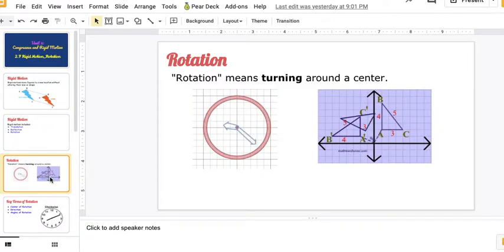So let's check several examples about rotation. Rotation simply means turning around a center. As you can see, the left side is like a clock with a little center here, and like this picture, we turn this triangle 90 degrees, and the direction is called counterclockwise. One thing I want to remind you: this triangle is turning around the origin, so this center is called the center of rotation.